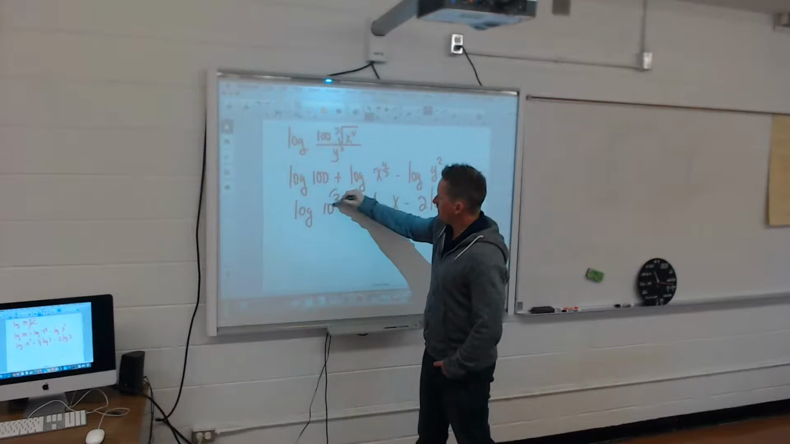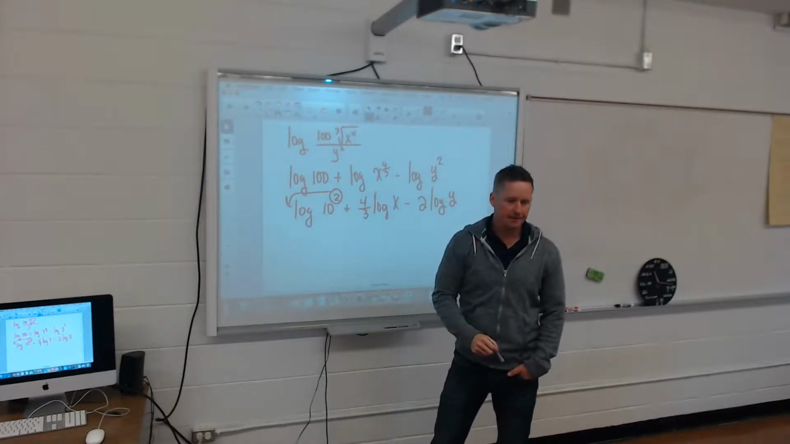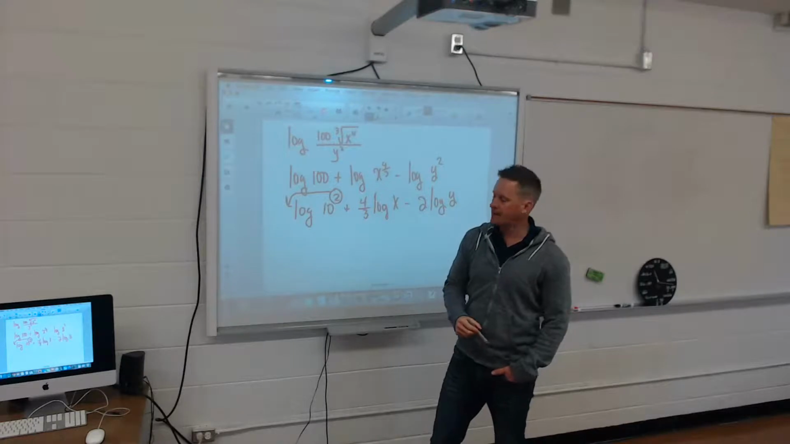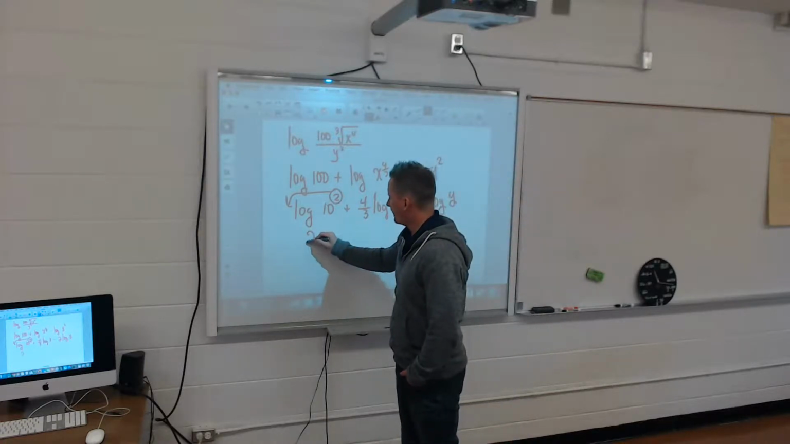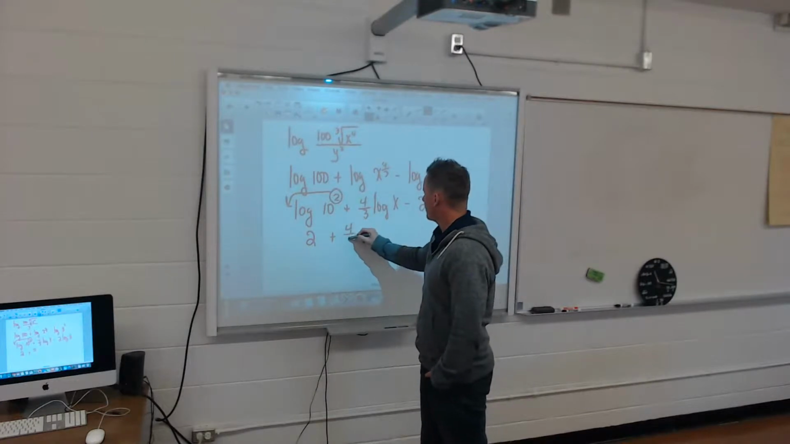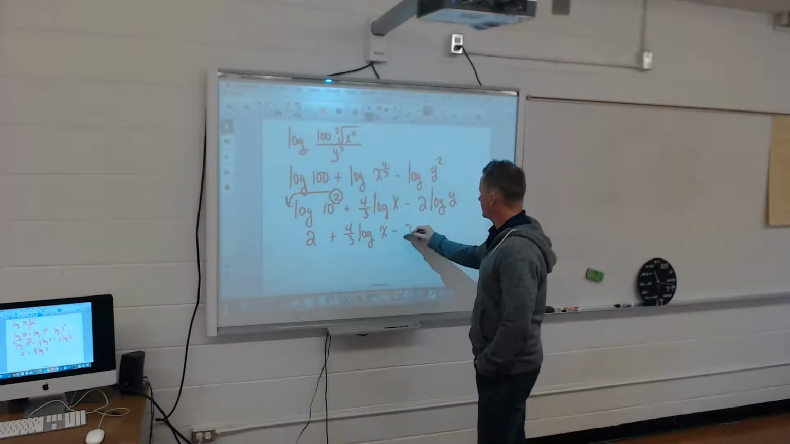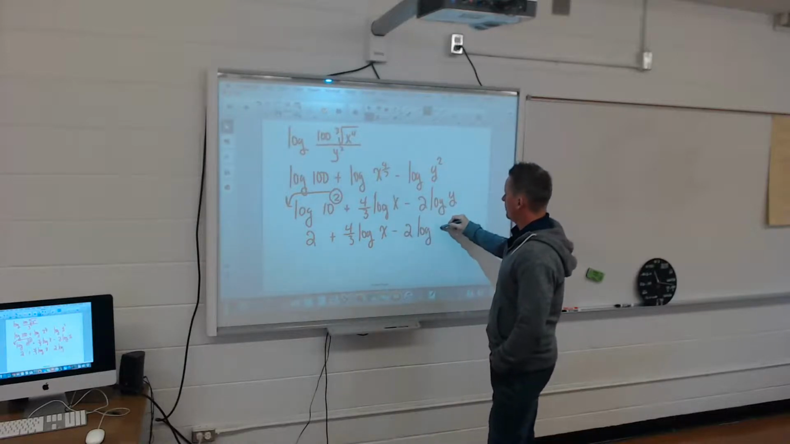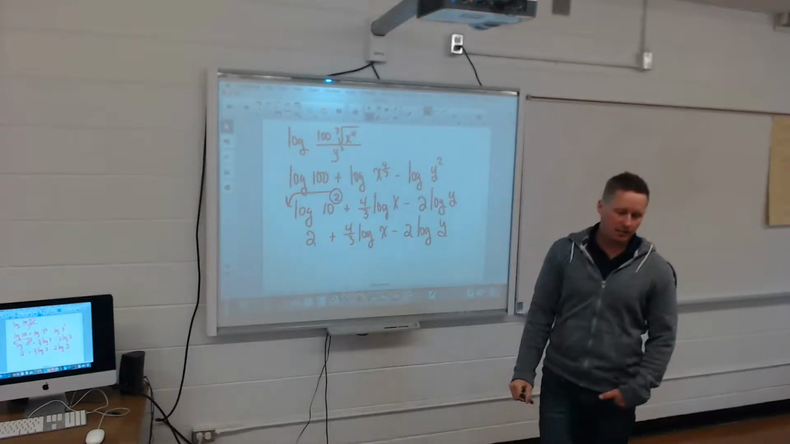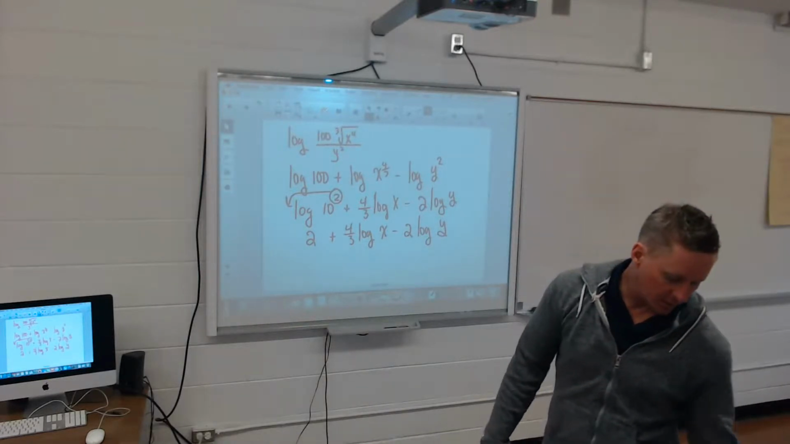So I move this to the front and put that 2 out there, and I'm left with log 10. Well, that's log of 10 to the base 10, which is 1. So 1 times 2 is 2. 2 plus 4/3 log x minus 2 log y. So again, much more complicated than the ones that we did in the applied course, for sure.